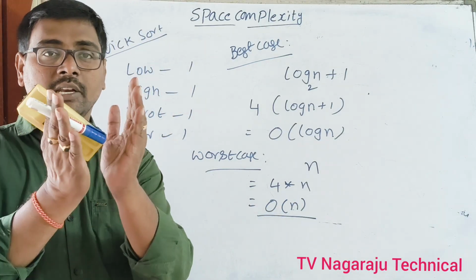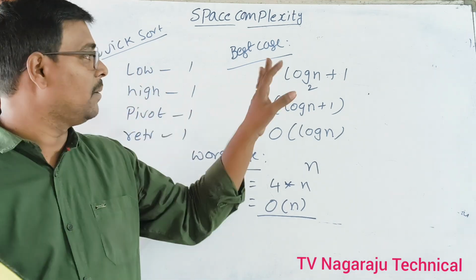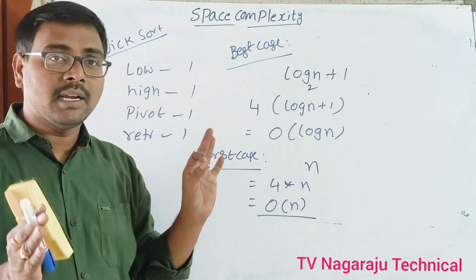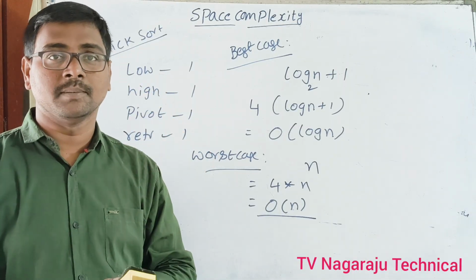You got it? In the default sense, we consider the auxiliary space, the extra memory needed by the algorithm. These are the different space complexity examples for recursive algorithms. Thank you.